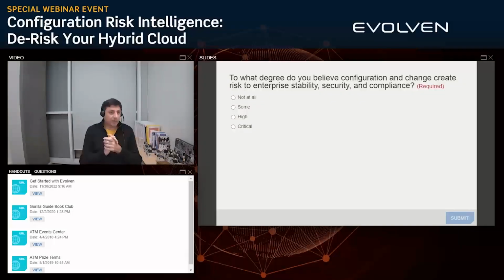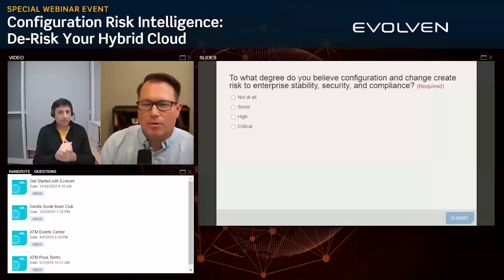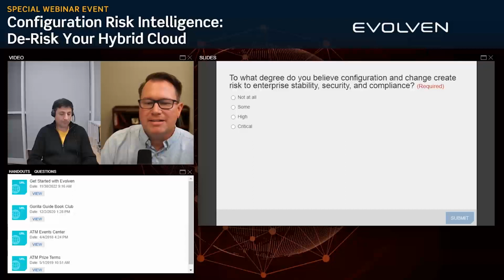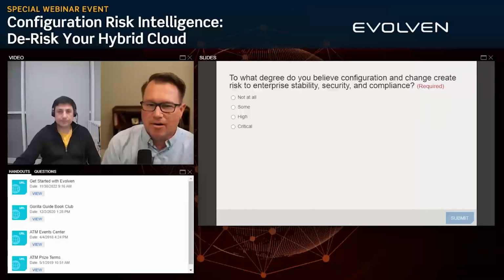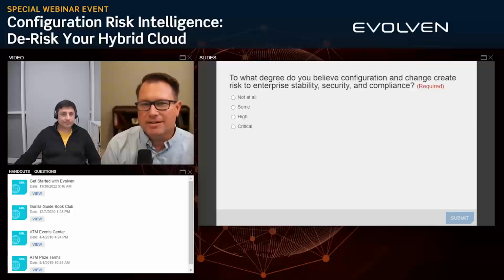So, David, looks like we go to the poll time. That's right. I want to call everyone's attention to a poll on the screen right here. It says, to what degree do you believe configuration and change create risk to enterprise stability, security, and compliance? We want to get your feedback on this. Is it, in your opinion, not at all? Is it some, high, or critical? I see a few responses coming in. Thank you for those. Let's get a few more. And I will share the feedback with everyone, and you can see how you stack up with your peers on the webinar today.